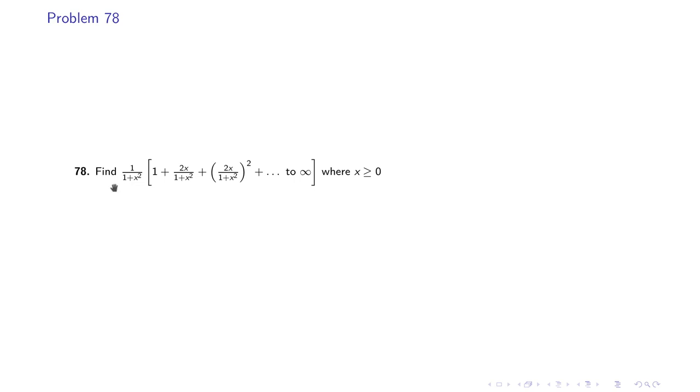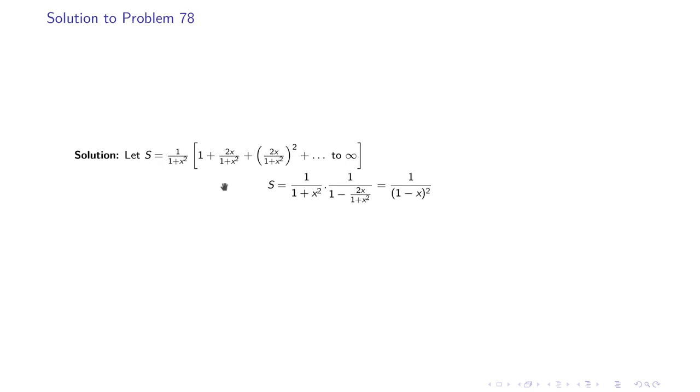Problem number 78 says that find 1/(1 + x²) multiplied by (1 + 2x/(1 + x²) + (2x/(1 + x²))² and so on up to infinity, where x is greater than or equal to 0. Since x is greater than or equal to 0, the common ratio 2x/(1 + x²) will be between 0 and 1. So now we solve this and apply the formula for the infinite number of terms of a series, and we get the desired result as 1/(1 - x)².